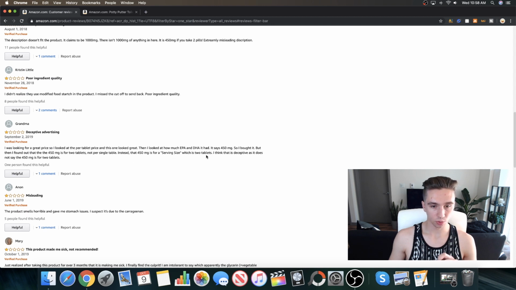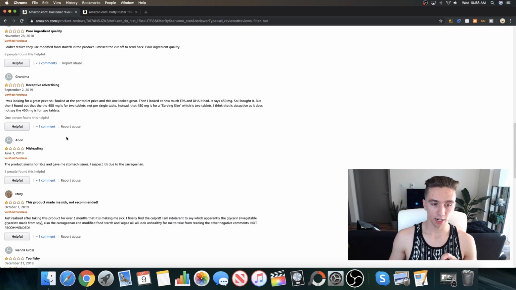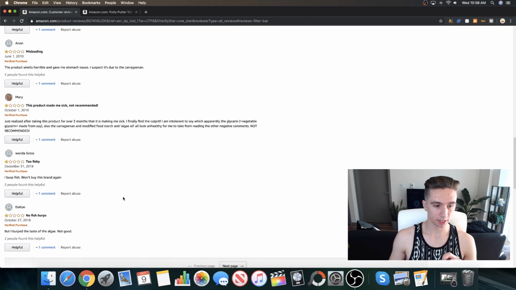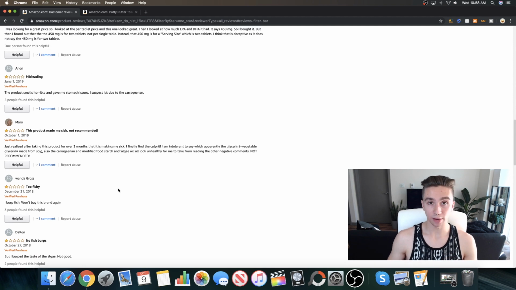Serving size is 2 tablets. Yeah, so maybe a lot of people are saying misleading, fishy. Again, bad taste, we have a lot more stars. So what I'll do is I'll put misleading advertising. You don't want to try and make them think that 450 milligrams is in 1 capsule if in fact it's 2 capsules to get that serving size. That's something people might get frustrated over.